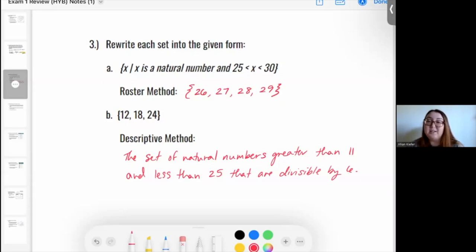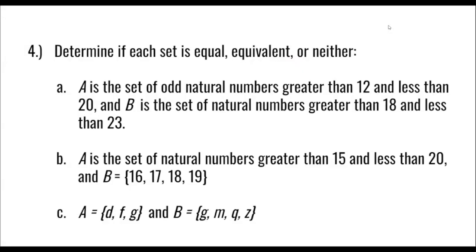Let's go ahead and go on to number 4. All right, number 4. Determine if each set is equal, equivalent, or neither. So we have 3 parts here. Part A, we have the set A is the set of odd natural numbers greater than 12 and less than 20. And B is the set of natural numbers greater than 18 and less than 23. And B, we have A is the set of natural numbers greater than 15 and less than 20. And B is the set of 16, 17, 18, 19.